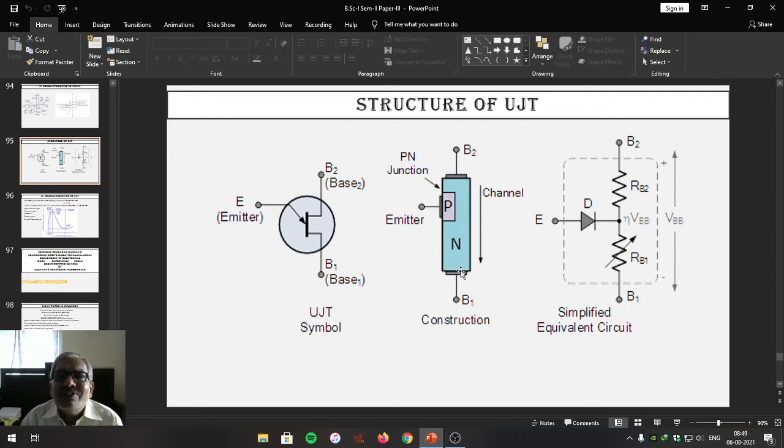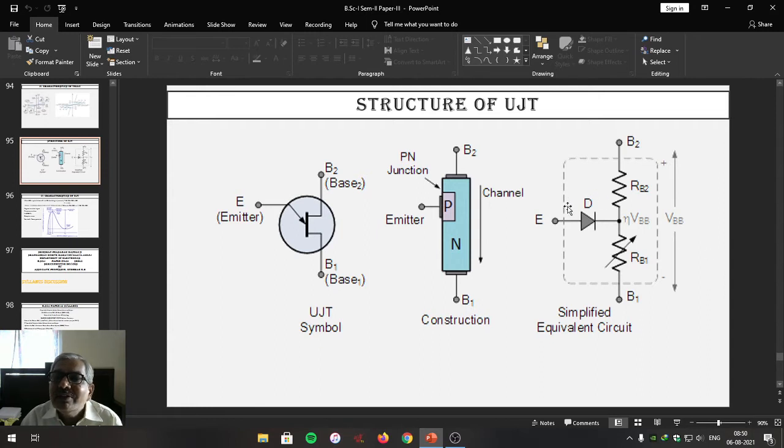Such a structured semiconducting device having only one junction with three terminals, namely emitter, B1 and B2, is called the UJT. Its equivalent structure is represented here. So this is the equivalent structure of UJT.